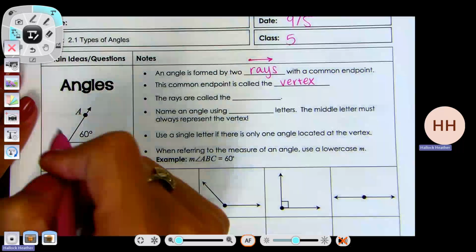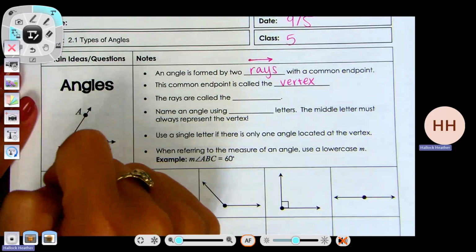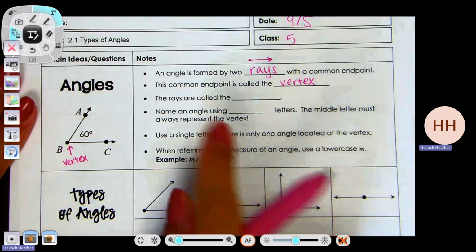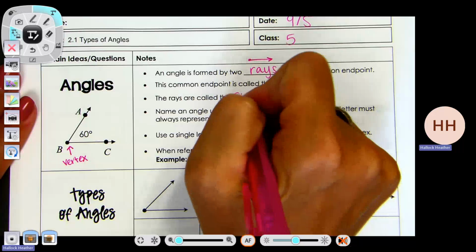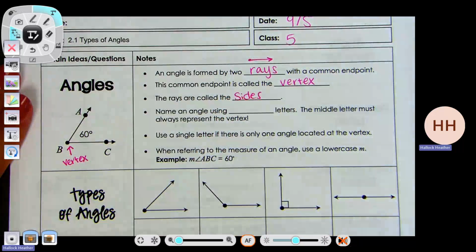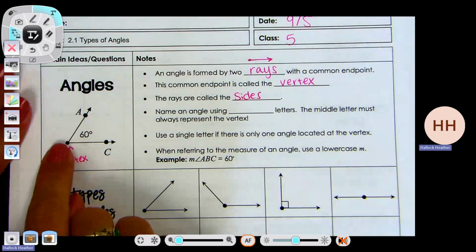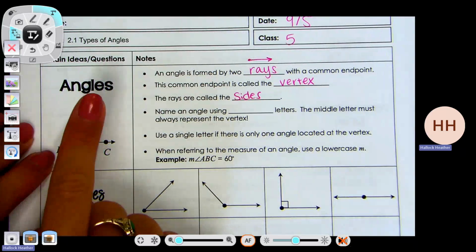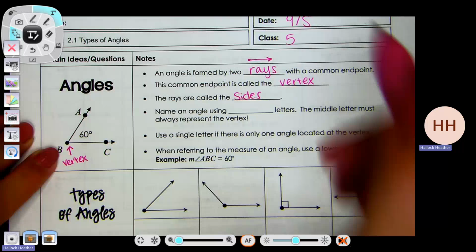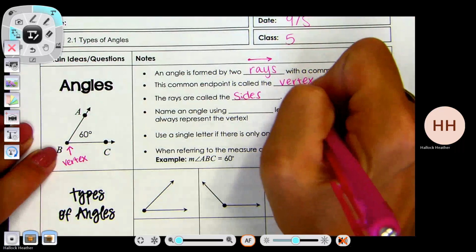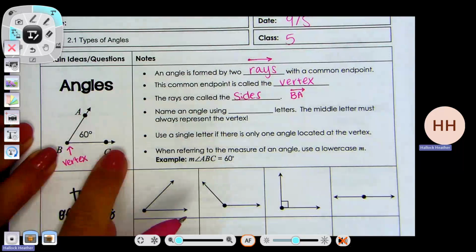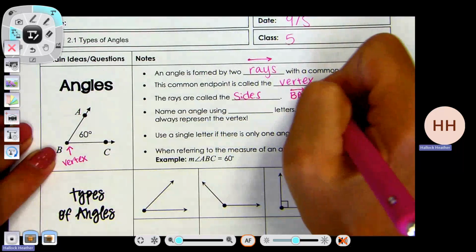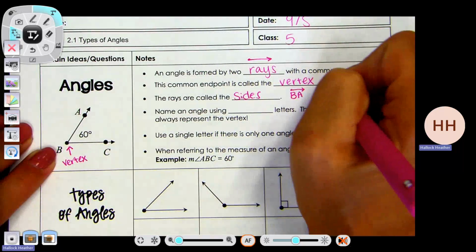The vertex right here is point B. So that's my vertex, so put that in your picture. The rays are called the sides of the angle, which I think is a little weird, but it's okay. For your rays, the way we're going to write this is from the vertex out. So you have two sides to your angle. You have BA, which is a ray, and then you also have BC, which is a ray. Both of these are sides to your angle.